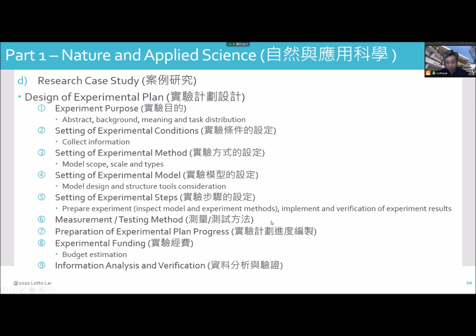And then you need to measure and test the method if you use different instruments. Preparation of the experimental plan progress, and then you need to estimate the budget, your experimental funding, and information analysis and verification at the end of your plan.